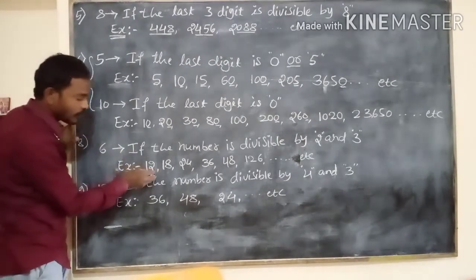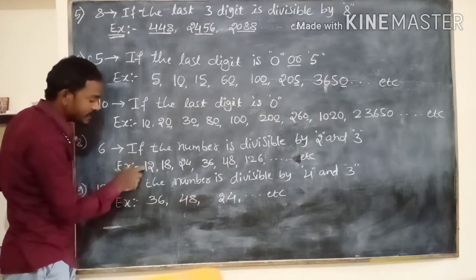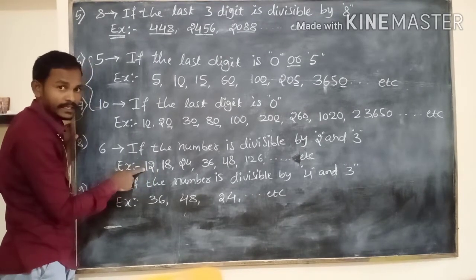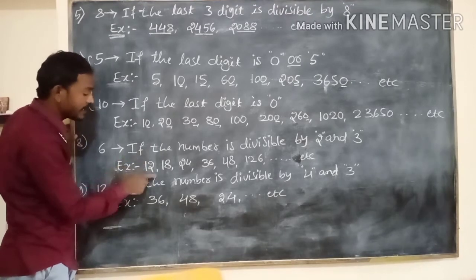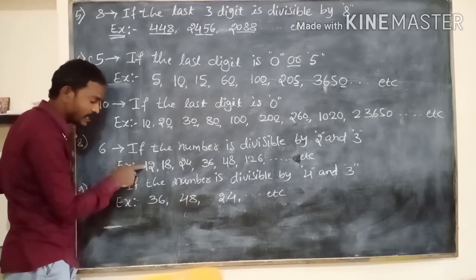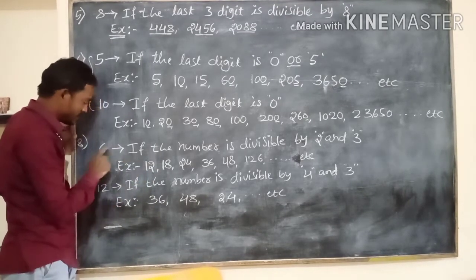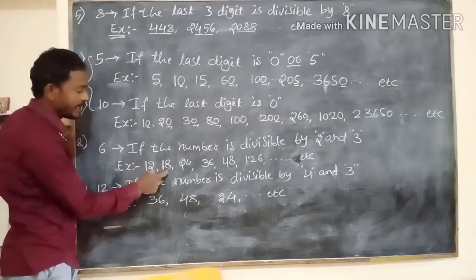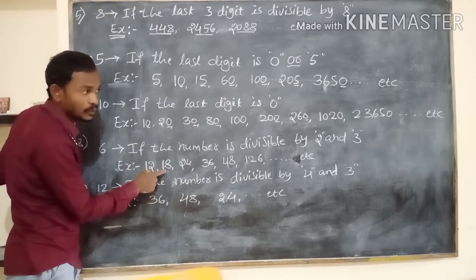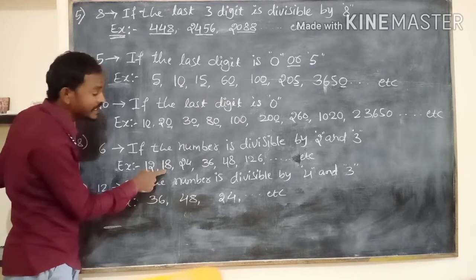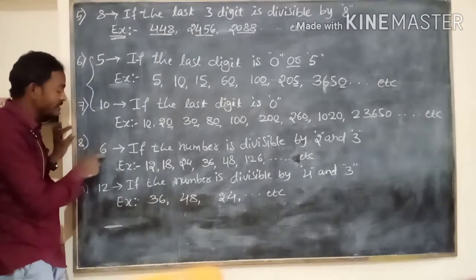For example, 12. 12 is in the table of 3 and in the table of 2: 3 fours are 12, 2 sixes are 12. Here 18 is in the table of 2, 2 nines are 18, and it is in the table of 3, 3 sixes are 18. Then it is completely divisible by 6.